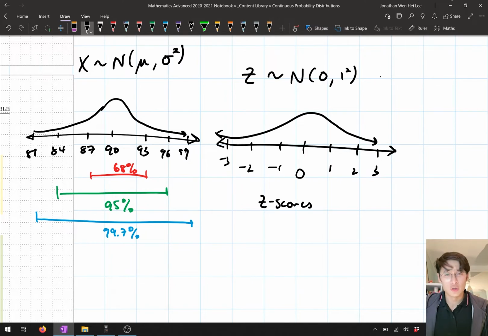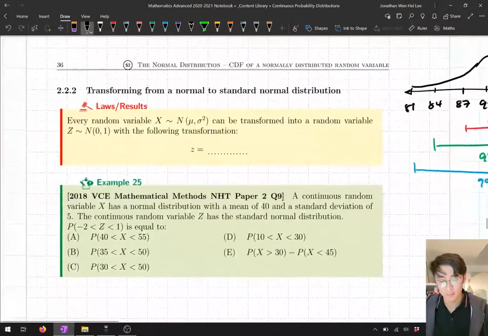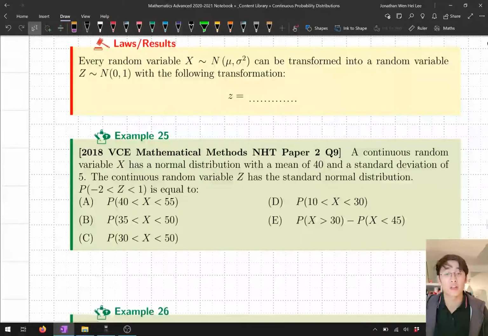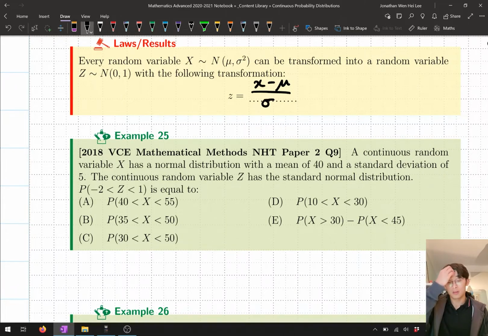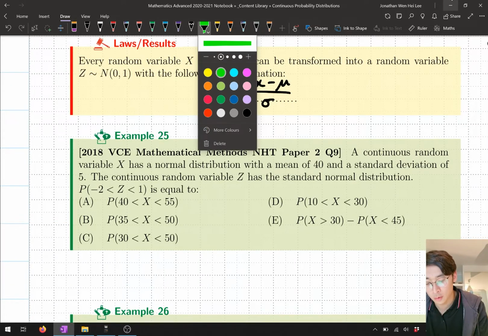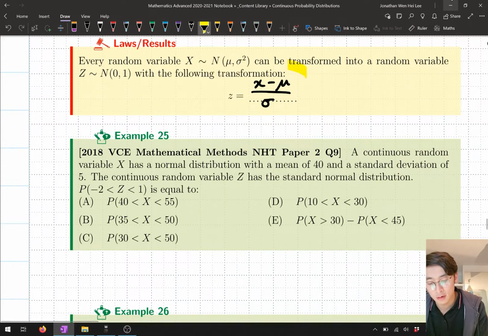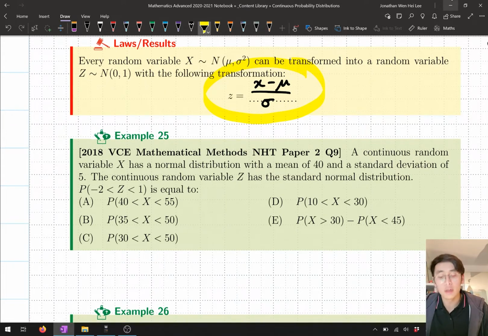But in order to use this, we need to transform our random variables. We use the following transformation: if x is our score, we subtract the mean of our regular random variable's distribution and divide by sigma. So if we want to transform any random variable to the standard normal distribution, we use this formula. This formula is also on your reference sheet, so you don't need to remember it, but we need to refer to it for these questions.